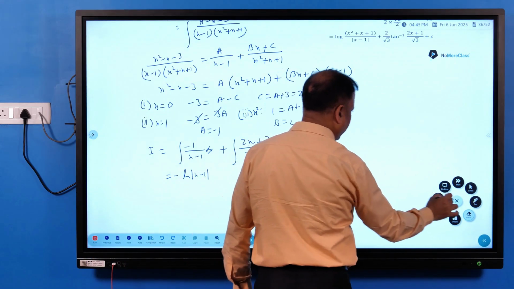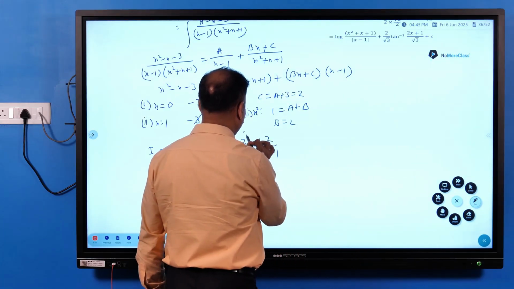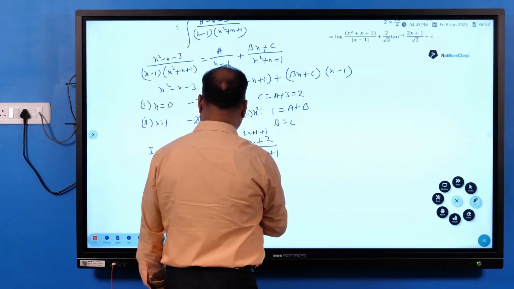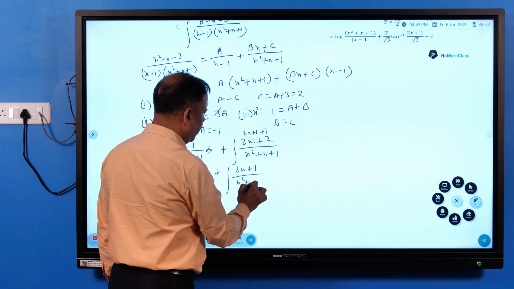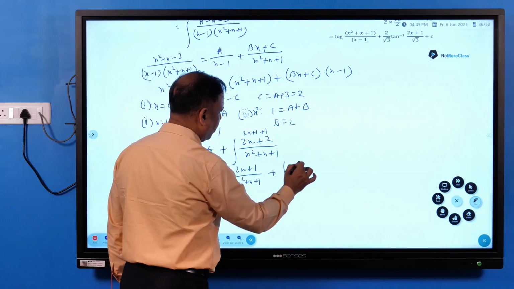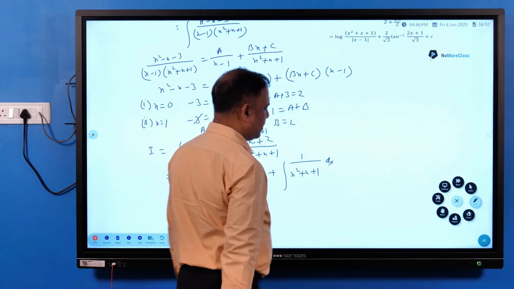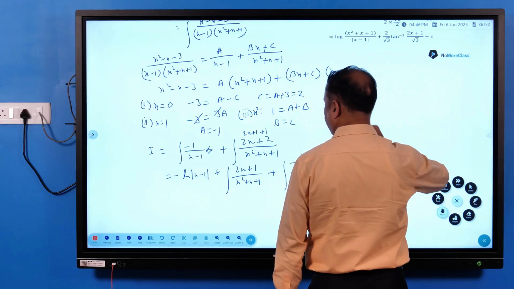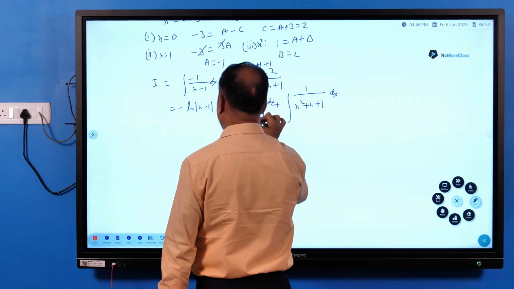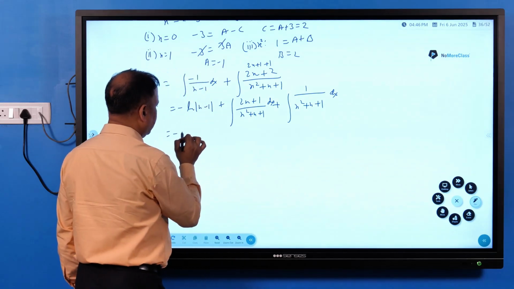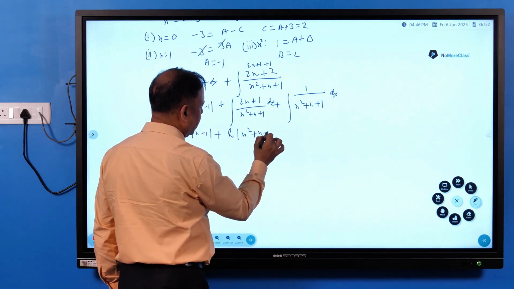Any method you can select here. By observation I will write the same thing: (2x + 1)/(x² + x + 1) plus the integral of 1/(x² + x + 1) dx. These are the models which you have already done; this is dt/t. So minus log|x - 1| plus log(x² + x + 1).